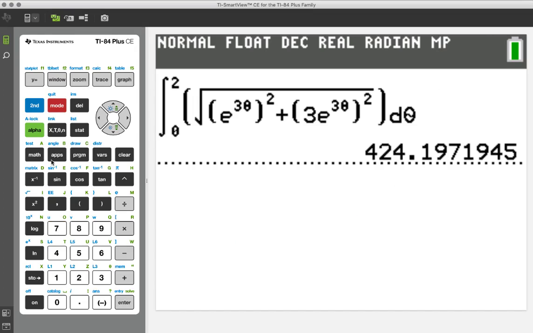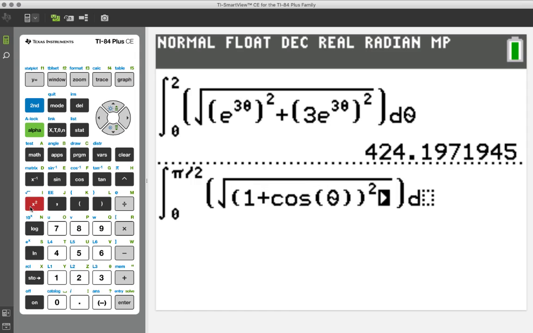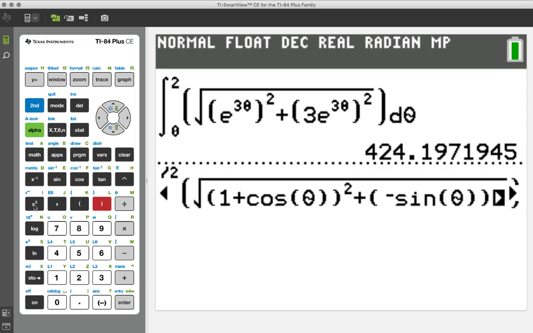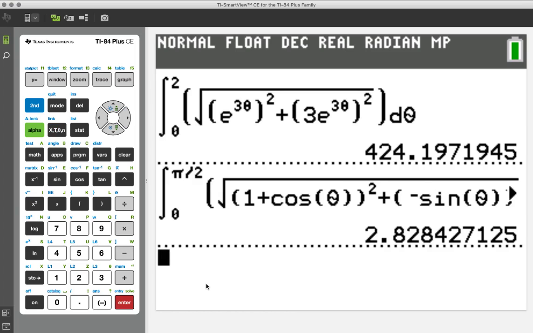Returning to our quit screen, we once again have math 9, 0 to pi over 2 of the square root of the quantity 1 plus cosine theta. So remember that first parenthesis closes the theta, then you need another one to close the quantity before you square it. And then we have plus the quantity negative sine theta squared. So it looks like that, theta on the end. And you should obtain approximately 2.828.